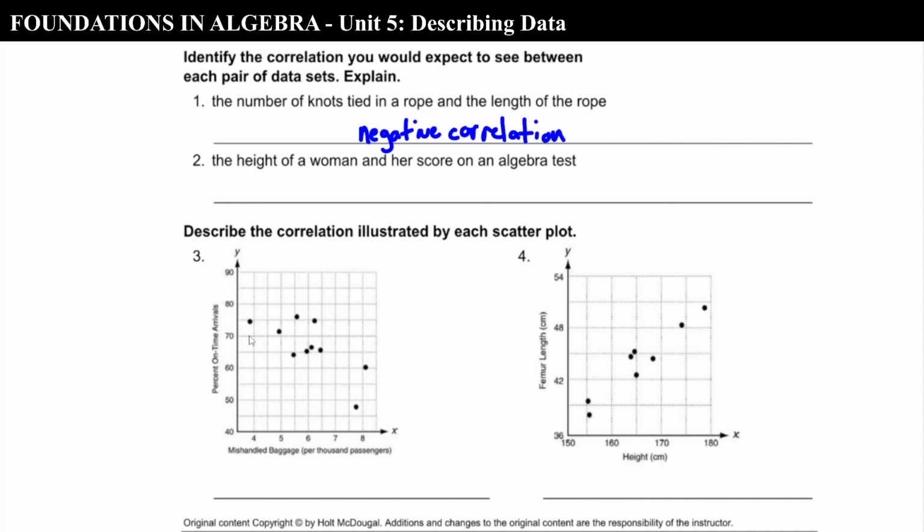Now, how about the height of a woman and her score on an algebra test? Well, as you know, the height of a woman has nothing to do with what she can score on an algebra test. Short women get high scores, tall women get high scores. Short women get low scores, tall women get low scores. So there is no correlation between these two variables.